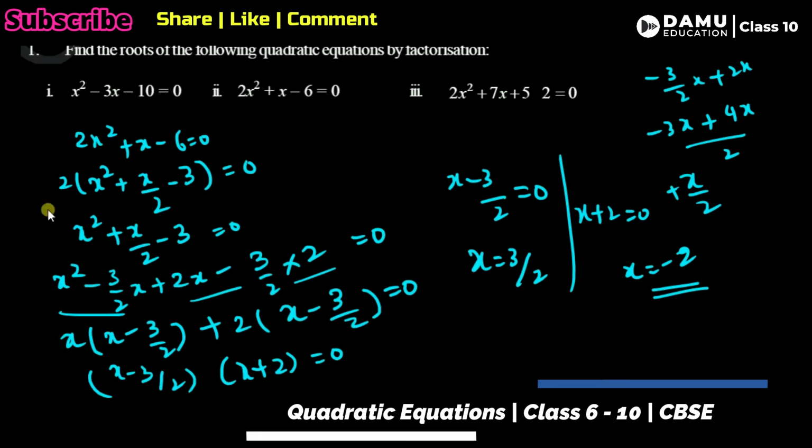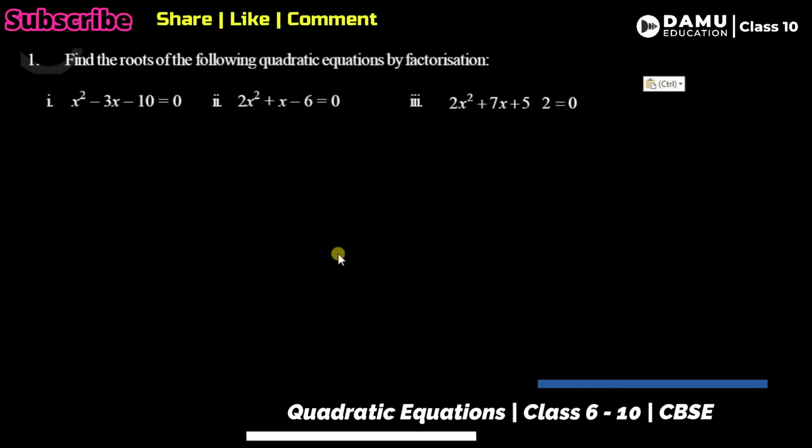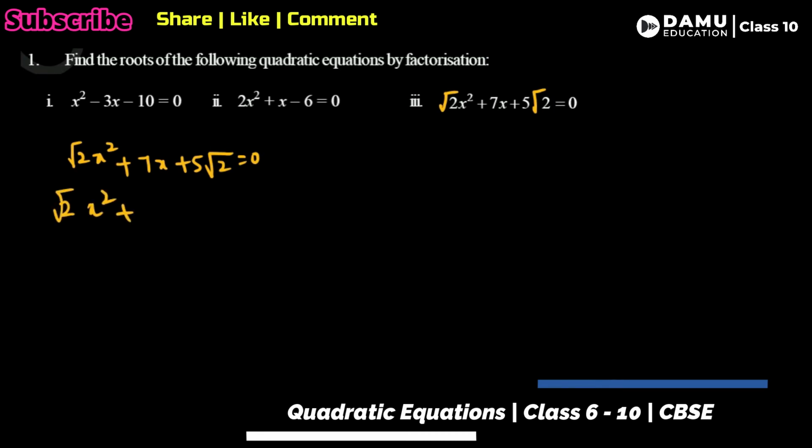Then our third one, what is that? So let's take the third one. Here our third one is square root of 2x square plus 7x plus 5 root 2. So this is the equation. Let's write square root of 2x square plus 7x plus 5 root 2, that will be equal to 0. So write square root of 2x square as it is, 7x and 5.